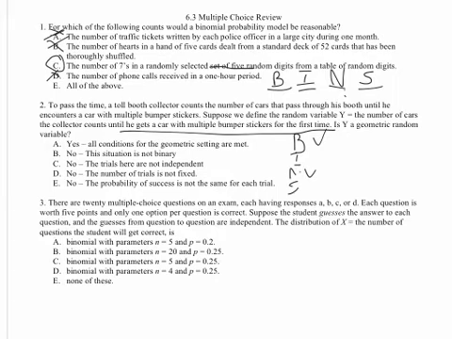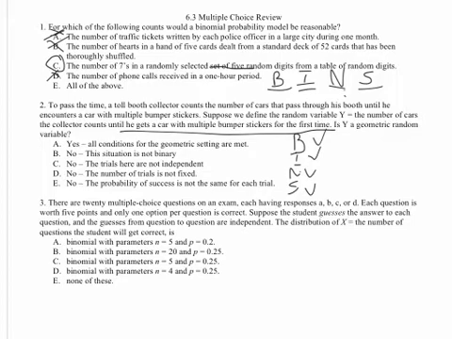Independence. In terms of the cars having bumper stickers, there's no reason to believe that whether one car has multiple bumper stickers would affect the next car. So independence should be fine here. The last one's probably the one that throws people off the most, the probability of success. This one is actually fine, simply because there is some true percentage of cars that have multiple bumper stickers. We may not know what it is, but that probability of success is constant. It's not going to change as one car goes through, then another car goes through.